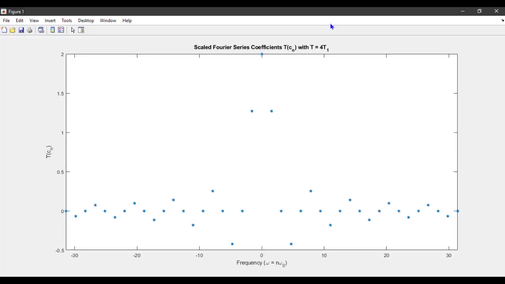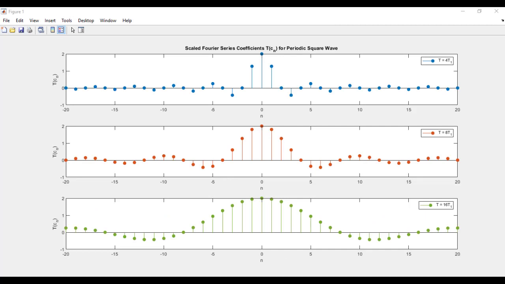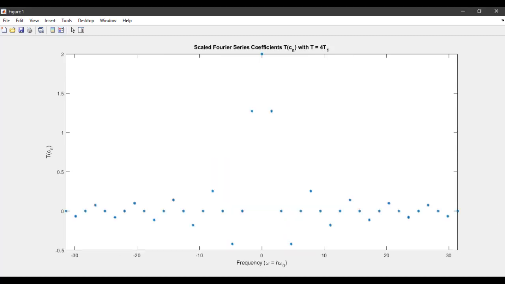So here's a plot of the scaled Fourier series coefficients T times Cn on the y-axis, and on the x-axis we have the angular frequency omega, which is n times omega naught. Now keep in mind that this is very different from the plot that we saw at the end of the third video. We were plotting T times Cn versus the index n, and not the frequency omega equals n omega naught. So what we're looking at now is a plot of the scaled Fourier series coefficients T times Cn versus frequency omega equals n omega naught for different values of T.